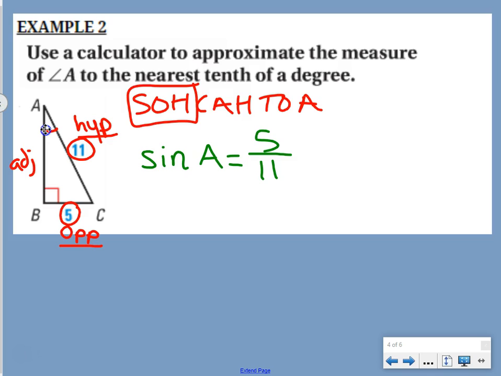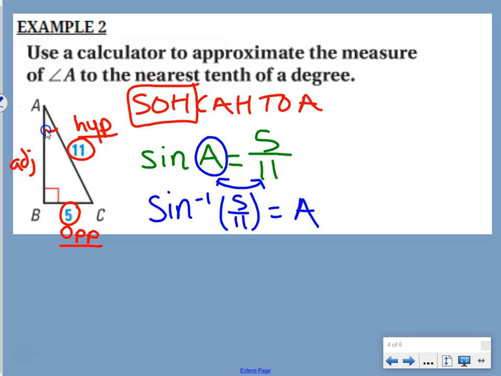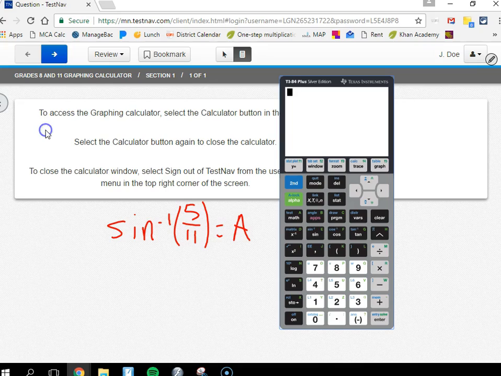So now we want to solve for what A is, so we have to use the inverse of sine, and then we flip-flop the A and 5 over 11. So the inverse sine of 5 over 11 equals our measure of angle A. Using our calculator, the inverse of sine is the blue button and then the sine button. We get that inverse of sine times 5 divided by 11 and equals, that's going to give us our measure of A. So we have 27.03.